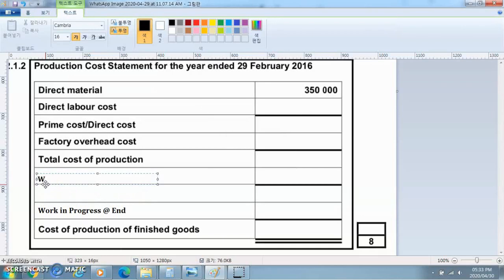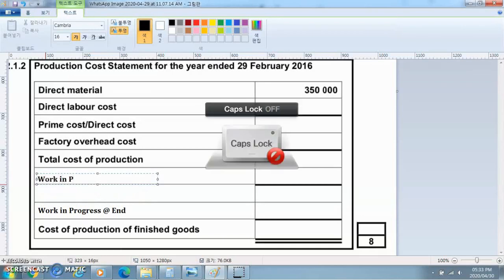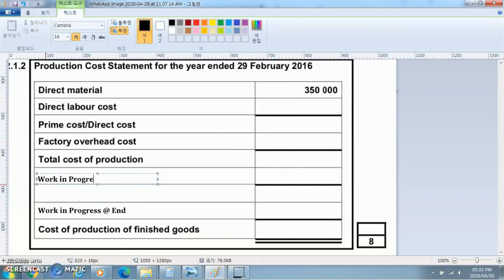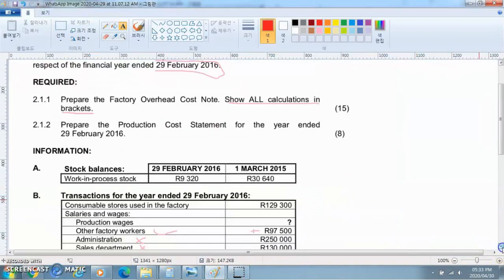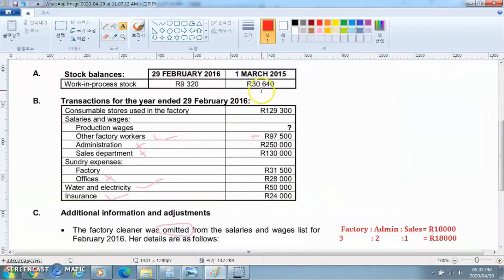You get it? So here I will put in my work in progress in the beginning, right? At the beginning. Okay, so I have everything now inserted here. So the next thing now is to do what? Put in the figures. Okay, let's start with the work in progress because I've already put them here. So we just put in the numbers. Okay, I'll go back to my information. Here in the information we were given the work in progress.